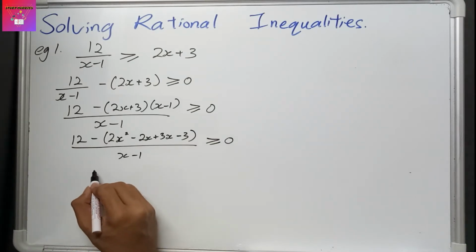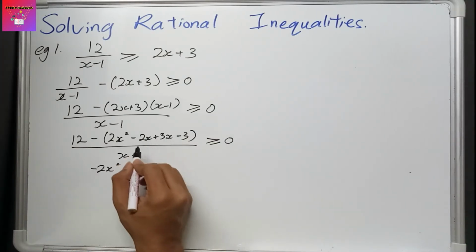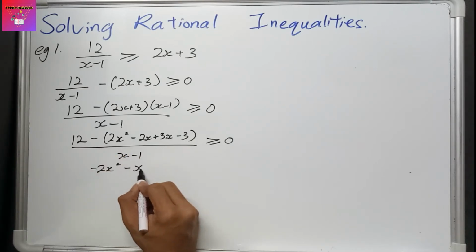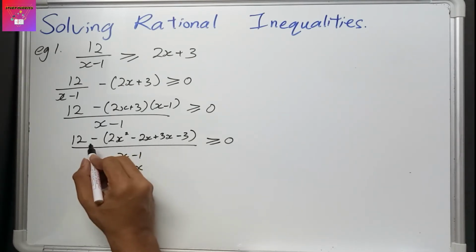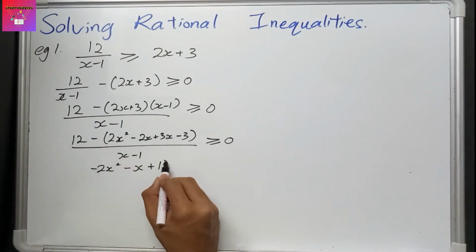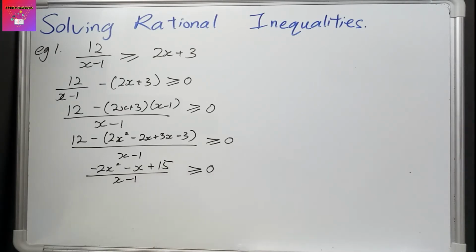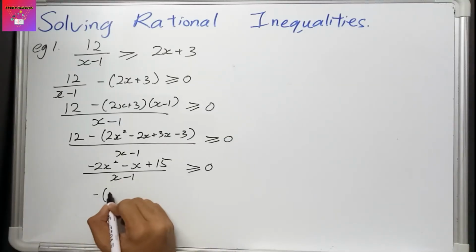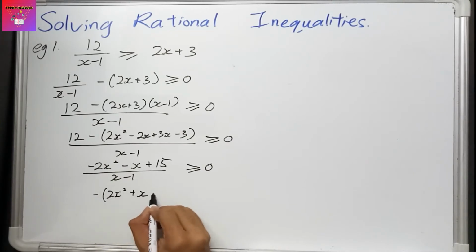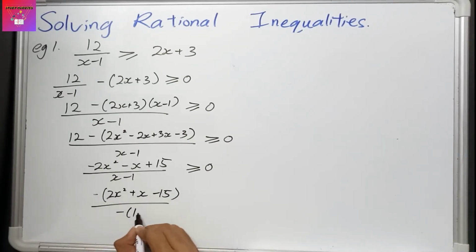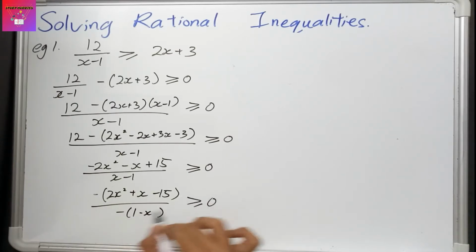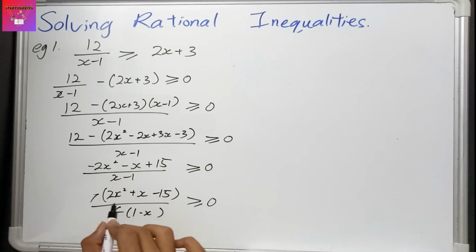So expand this and we are going to get negative 2x squared. 3x minus 2x is x, so it's going to be negative x. Negative 3 times negative is positive 3, plus 12 gives 15, over x minus 1, is greater than or equal to 0. As I have mentioned just now, the values of x in an inequality question should not have the value negative. So if we factorize this, we are going to get negative 2x squared plus x minus 15 over negative 1 minus x, greater than or equal to 0. So we can just cut off the negative and we can factorize this whole expression.